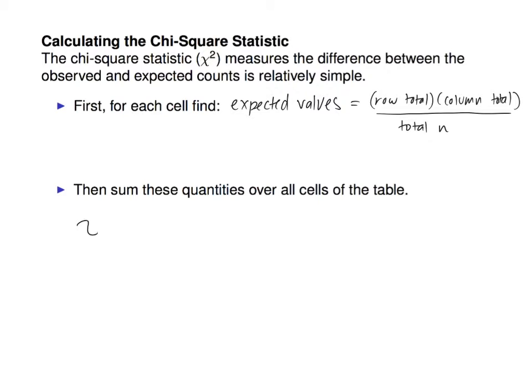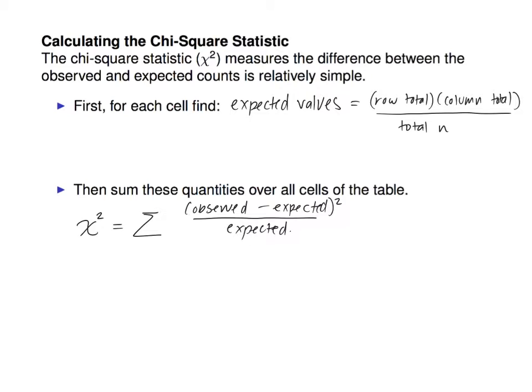And then the chi-squared is equal to, remember this big old sum symbol? Which means add them all up, right? So what you do is you do observed minus expected, squared, divided by expected. So expected are the numbers that you're going to have in your table.